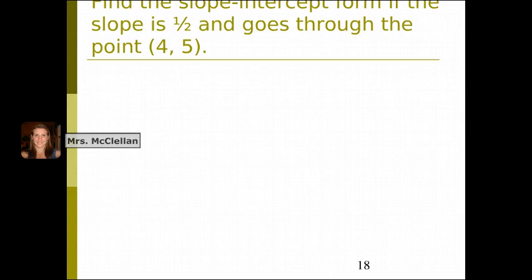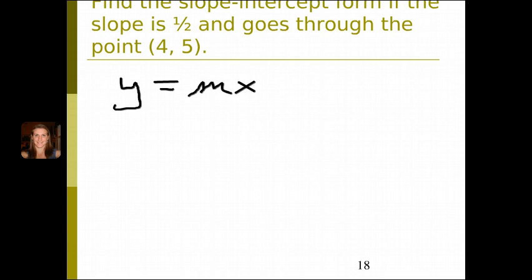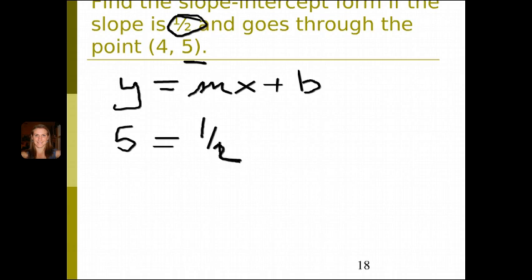All right, so here's our next question. It says, find the slope-intercept form if the slope is 1/2 and it goes through the point 4, 5. So, y equals mx plus b. All right, our y value is 5. Our slope is 1/2. Our x value is 4. And we're solving for b.